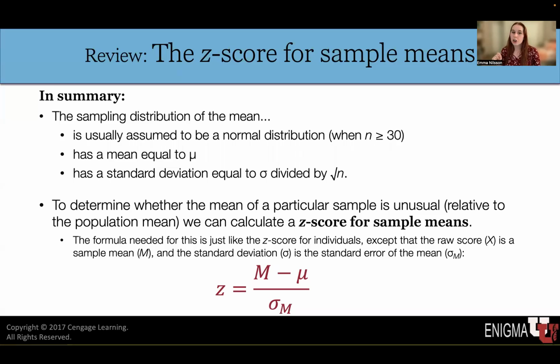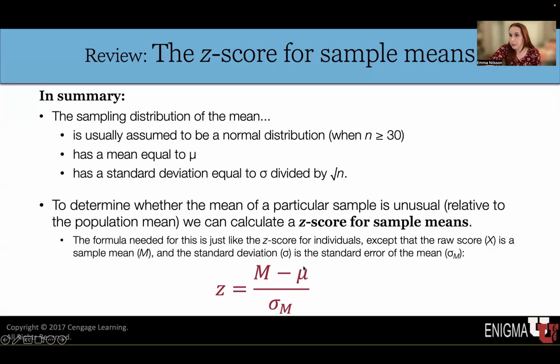In order to determine whether the mean of a particular sample, for example, the mean of the sample that you used for your research, is unusual relative to the actual population mean, we calculate a z-score for our sample mean, and that formula is represented right here. Remember that it's exactly like the z-score for individuals formula, but instead of using a raw score, we use the sample mean, because that's our raw score for the sampling distribution of the mean.